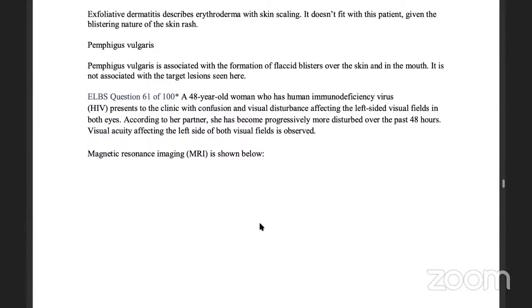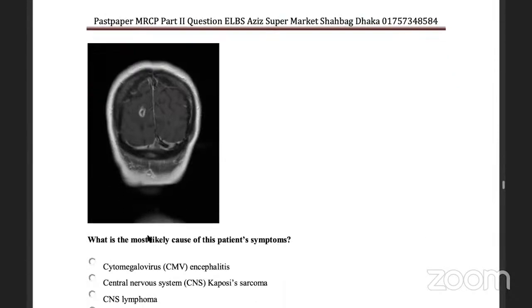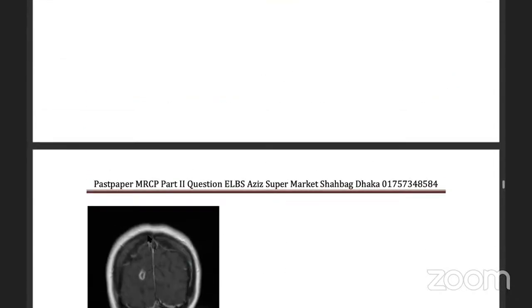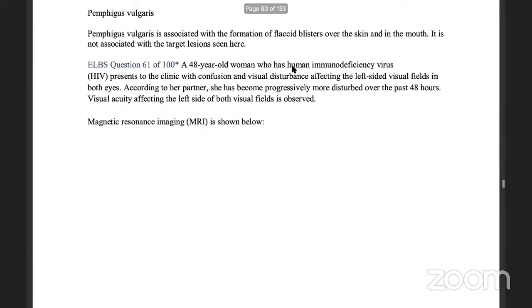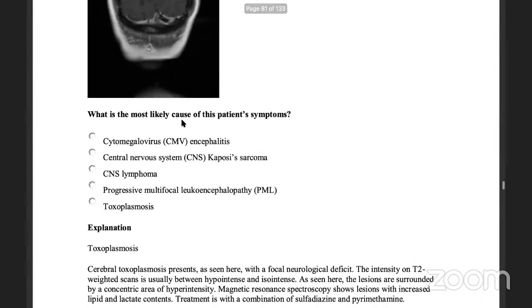MRI shows features like toxoplasma. Immunodeficiency virus, HIV, so toxoplasmosis.